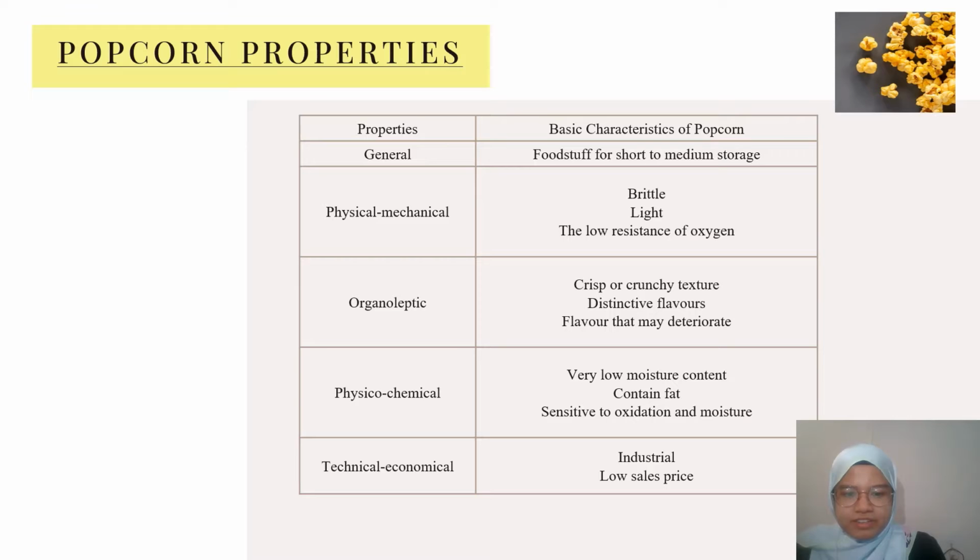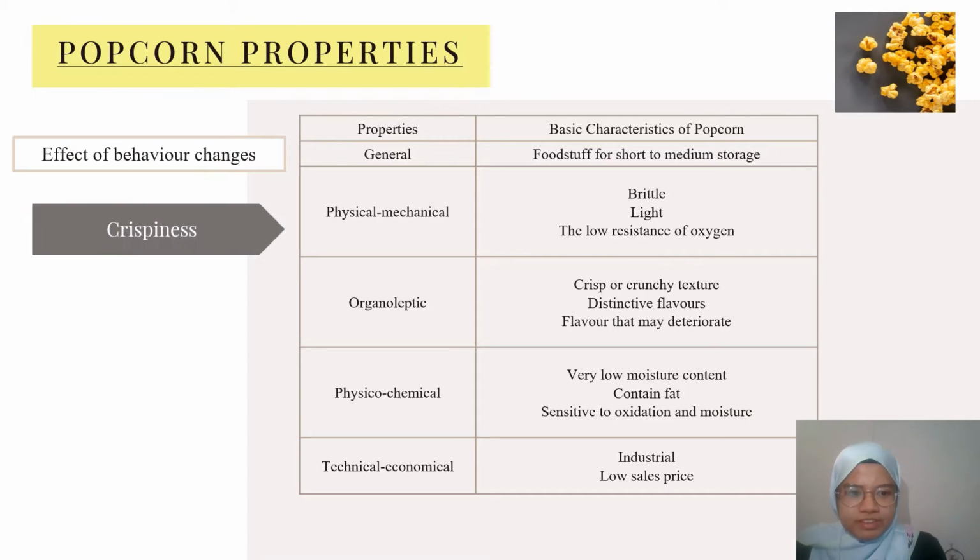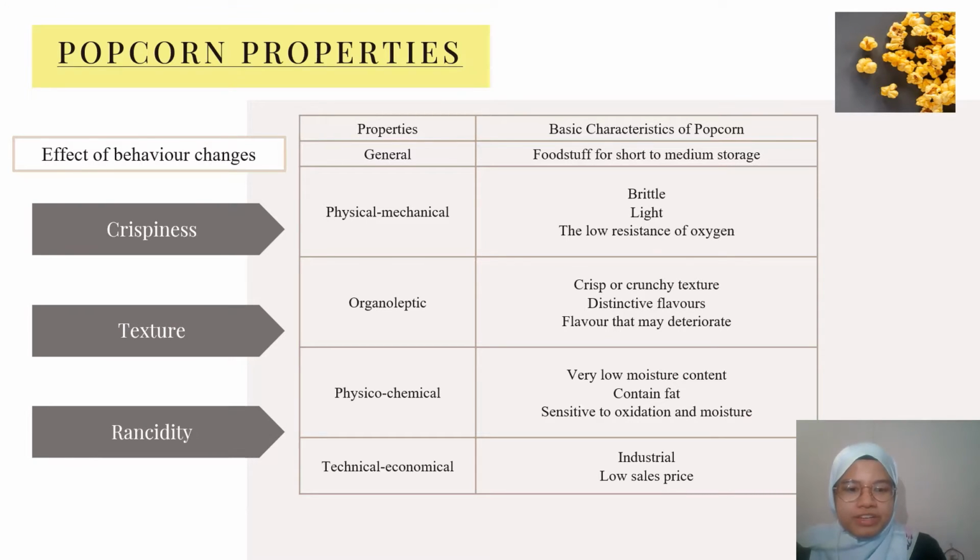Next, in terms of physicochemical, popcorn has very low moisture content, which is why the texture of popcorn is brittle and light, and it contains fat, and it's really sensitive to oxidation and moisture. Next, in terms of technical economical, popcorn is an industrial food and it is sold at a low price. And any change in the behavior of popcorn will affect the crispiness and texture, and will also lead to rancidity.